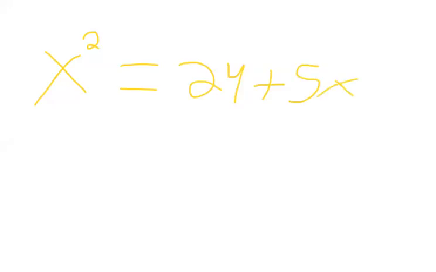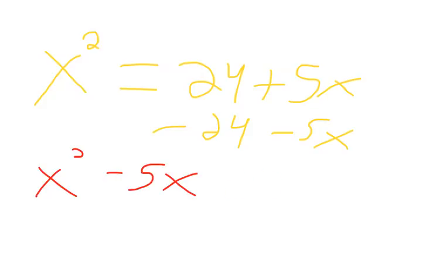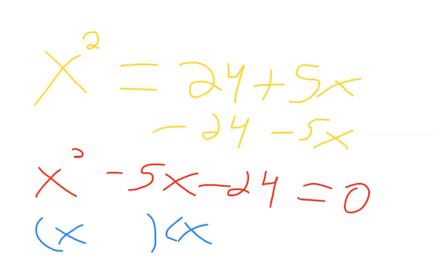All right, so in this case, it's like a quadratic, so let's just do this to get one of the sides equal to 0. So you would have x squared minus 5x minus 24 equals 0. Now this is factoring, so let's factor this.